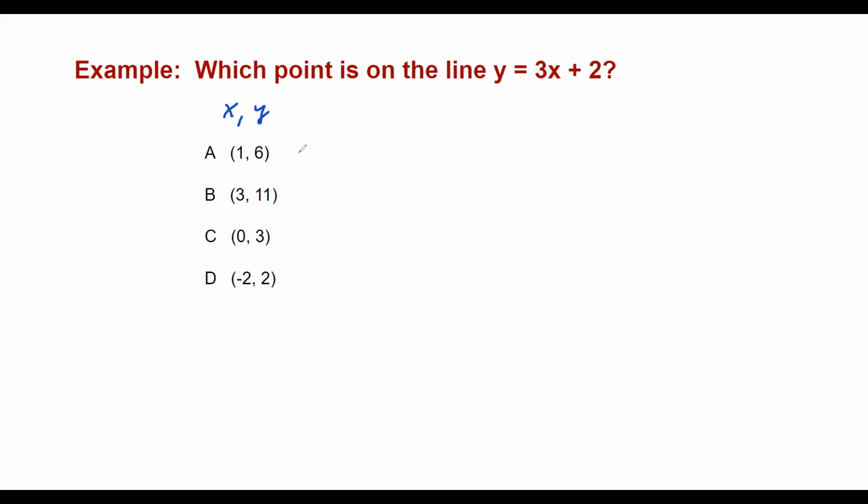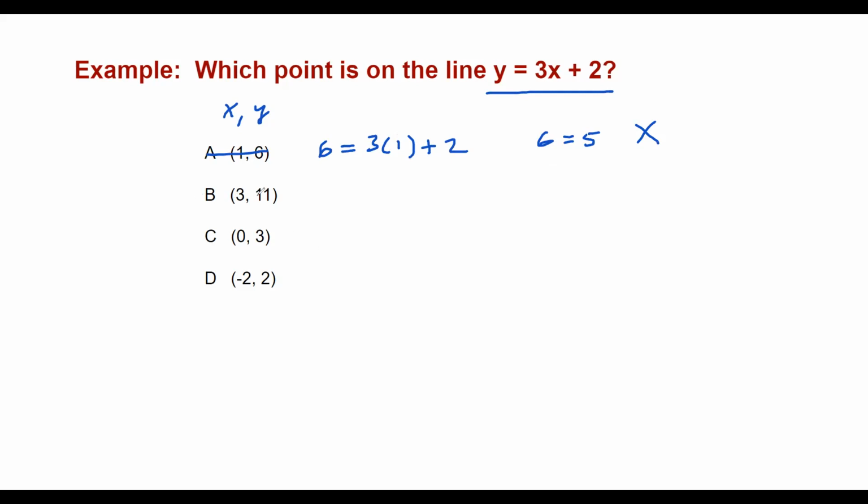Now, I'm going to go through here and substitute into this equation. y is 6, x is 1, and we just determine, is that true? So we simplify this right-hand side. 3 times 1 is 3, plus 2 is 5. So in that case, we get 6 = 5. That's not true. We can rule out answer A.